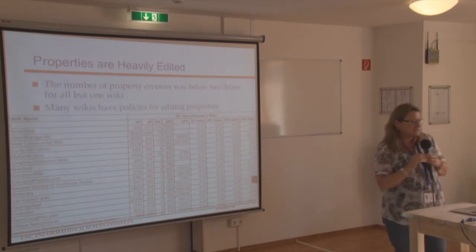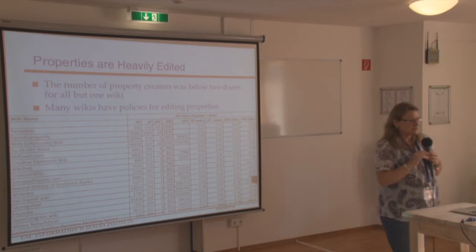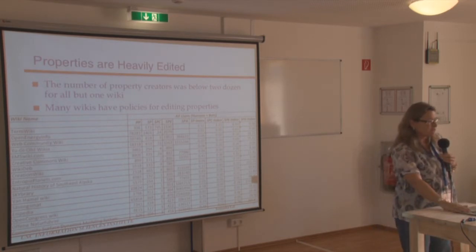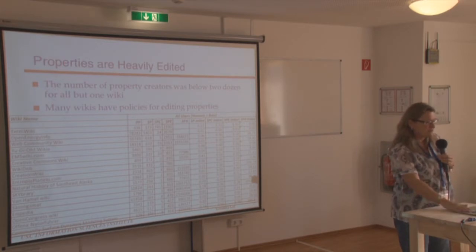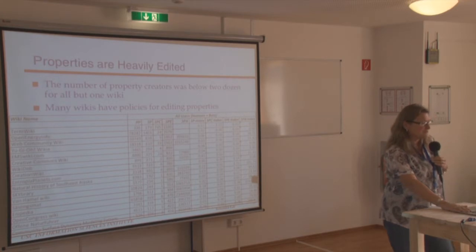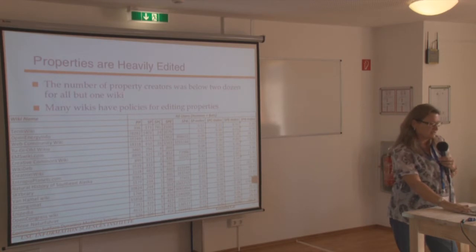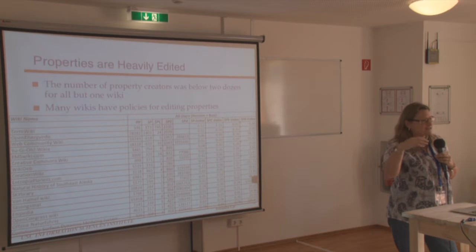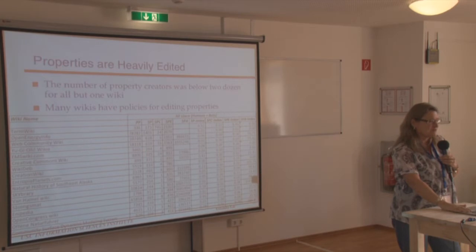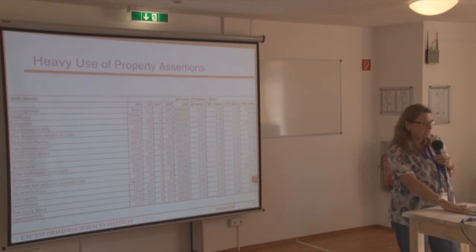Properties seem to be pretty heavily edited, so the number of property creators is very high. Sorry, it was not very high. It was about 24 for most wikis. So the number of property creators is very small, but many properties are being edited and created. And the number of property editors is small. Many wikis have statements that say, don't create any properties unless you talk to us, and so on. So there seems to be some organization and conventions as far as property editing.